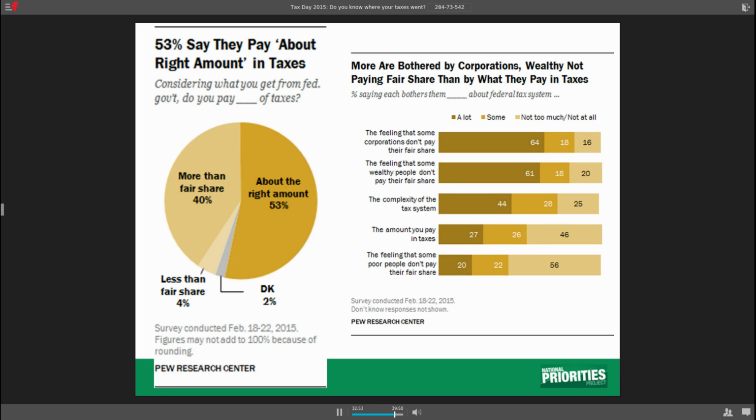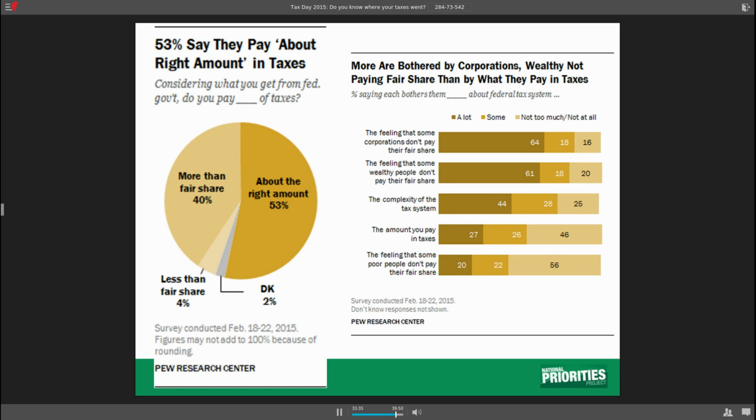And then over on the right, you can see, according to the same poll, how Americans feel about how much everyone else is paying in taxes. As it turns out, the vast majority of Americans feel that some corporations don't pay their fair share of taxes. And if you think back to what we saw about the fact that corporate income tax makes up a smaller percent of all federal revenue than it has in the past, and the way that some corporations have avoided paying taxes, that probably makes a lot of sense.